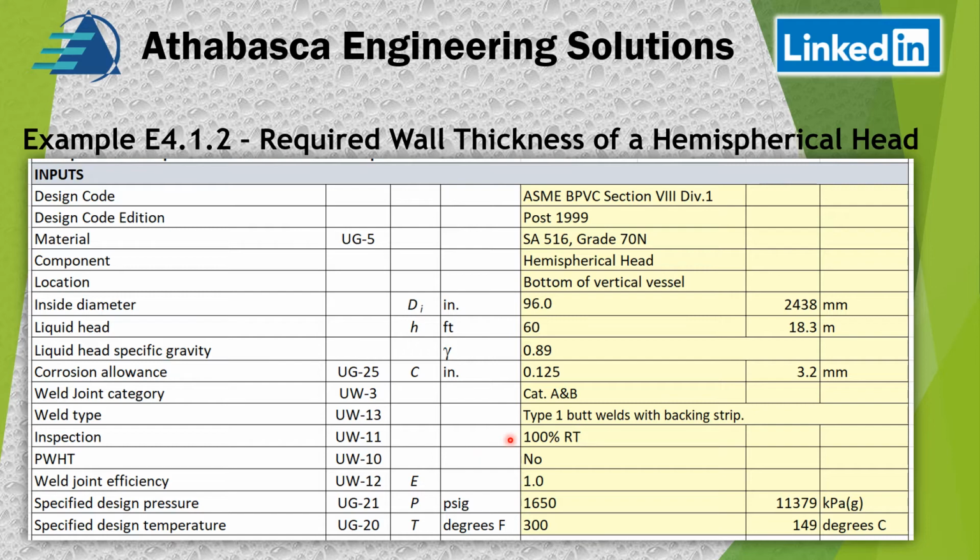The inspection is 100% RT, and post-weld heat treat, in this case, we're not doing that. The joint efficiency, because of our inspection and the type of joint, is 1. Our design pressure is getting pretty high. This is why one can start considering using Division 2 rules, because the pressures are getting fairly high. So let's continue.